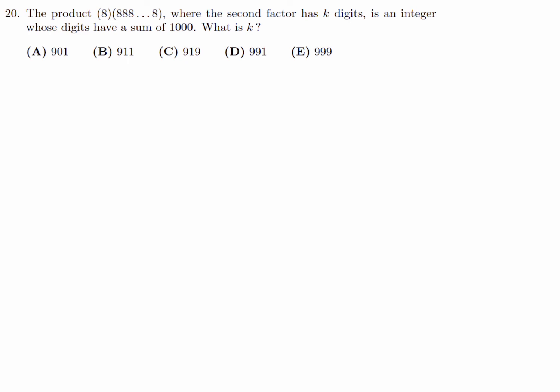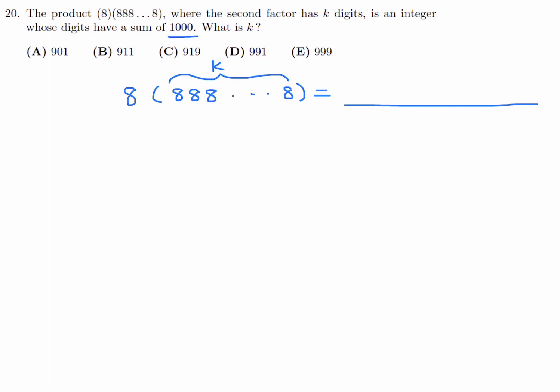The product 8 times 888 dot dot dot 8, where the second factor has k digits, is an integer whose digits have a sum of 1,000. What is k? Well, we have to figure out a pattern here. So initially they just give us sort of the general that this is k 8s. And they're saying that eventually you're going to have a big long number that when you add up the digits, it equals 1,000. And when that happens, what is k?